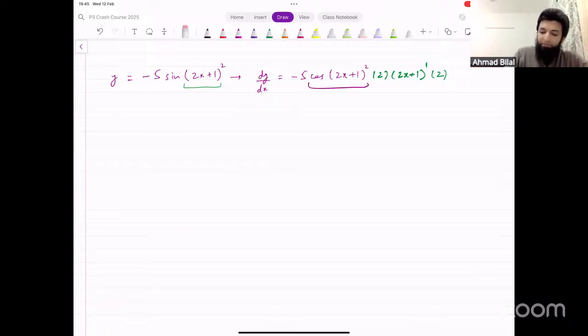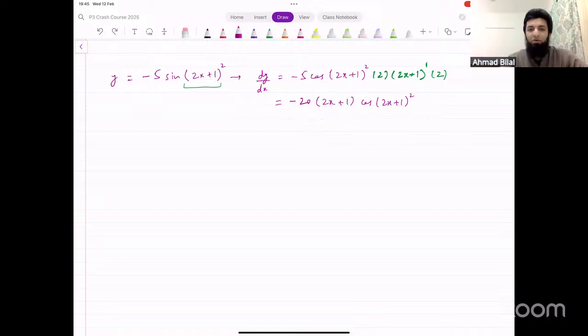But then this is the expression inside sine. You have to multiply by the derivative of this. What's the derivative of 2x plus 1 whole squared? That's 2 times 2x plus 1 times 2 outside. Now you can simplify this and see what that gives you. Minus 5 times 2 times 2, that will be minus 20. And then this expression, that's 2x plus 1 times cos of 2x plus 1 whole squared. If you want, you can simplify this further, or you can leave it like this, but that's how the rule works.